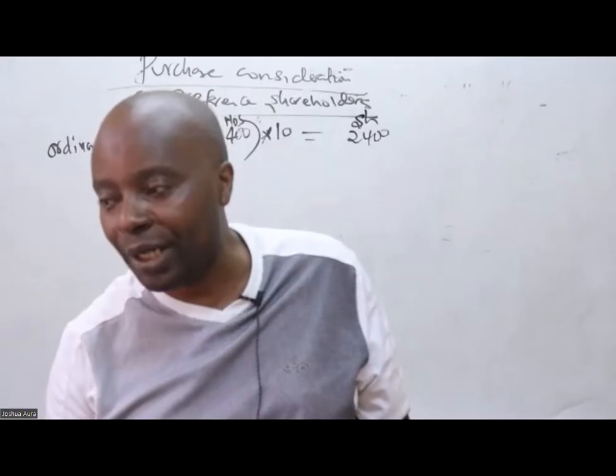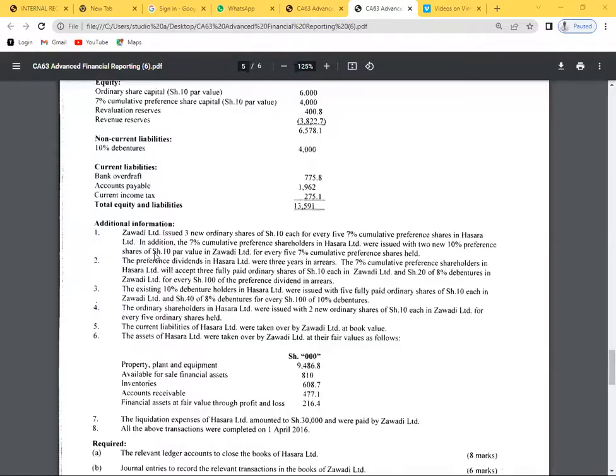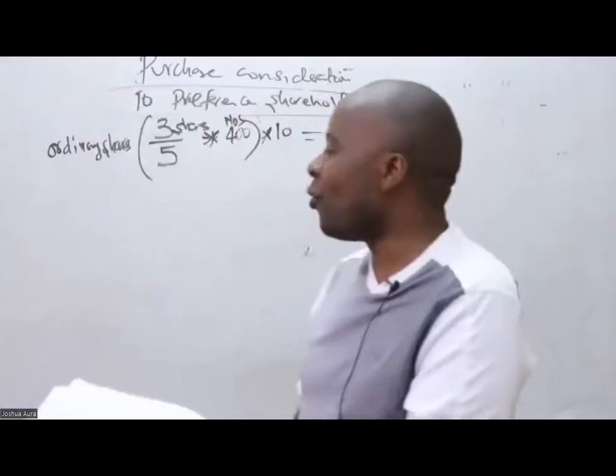Still we are on these preference shareholders. We are told here, in addition, the 7% cumulative preference shareholders in Hasara Limited were issued with the 2 new 10% preference shares of shillings 10 par value in Zawadi Limited for every 5. So you write 2/5. That's where you start from. We gave them preference shares, and this is the ratio, 2 for every 5 of the preference shares held.